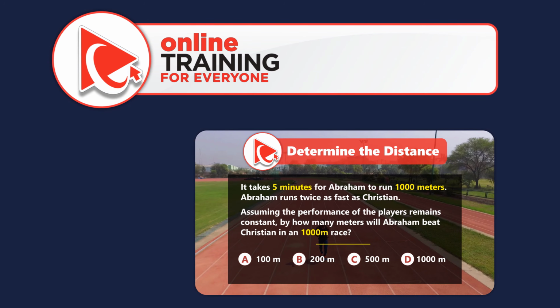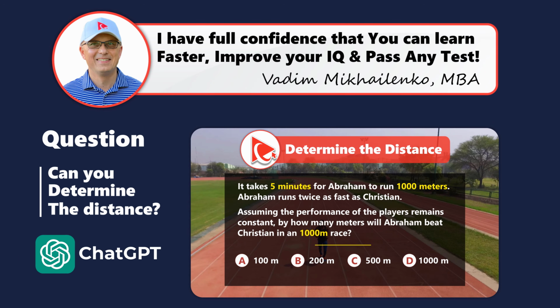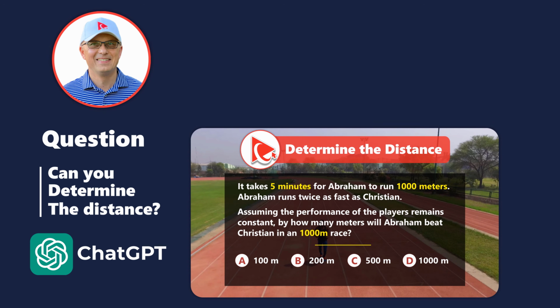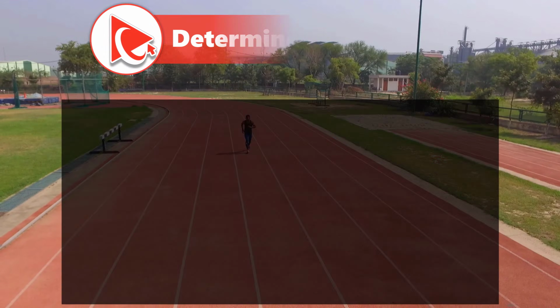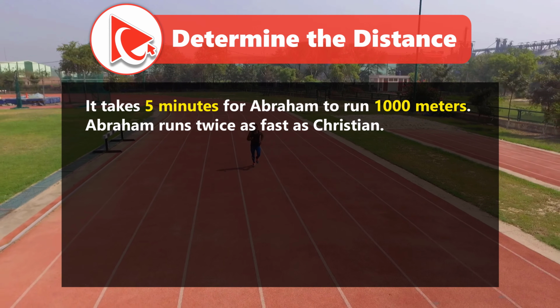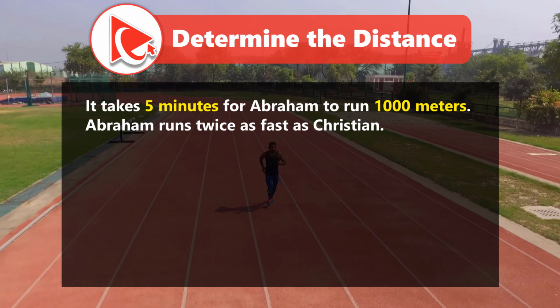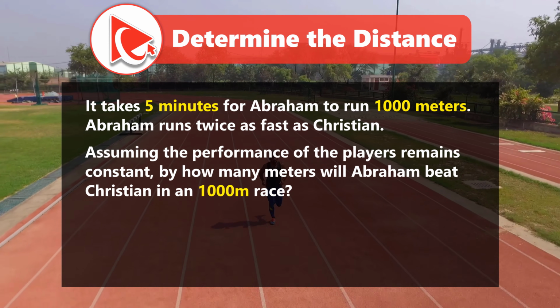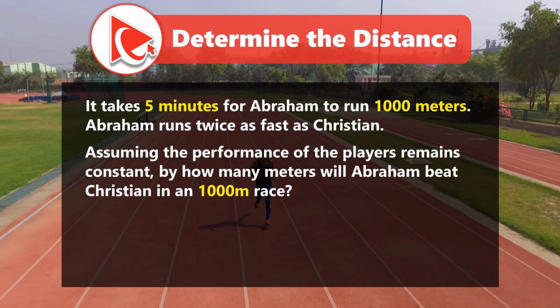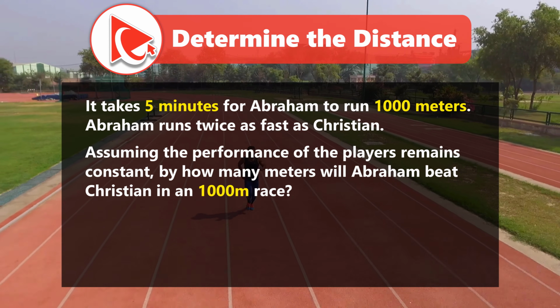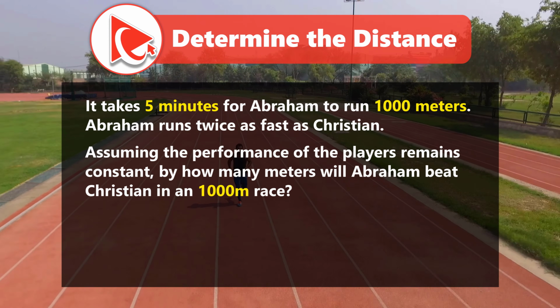I love this question because ChatGPT cannot solve it, but you as a subscriber to this channel will be able to solve it easily. It takes 5 minutes for Abraham to run 1,000 meters. Abraham runs twice as fast as Christian. Assuming the performance of the players remains constant, by how much will Abraham beat Christian in a 1,000-meter race?